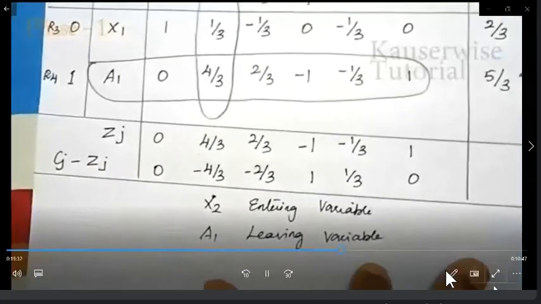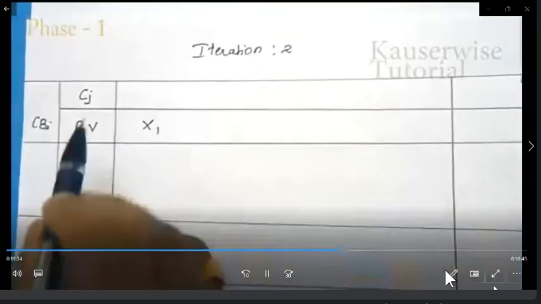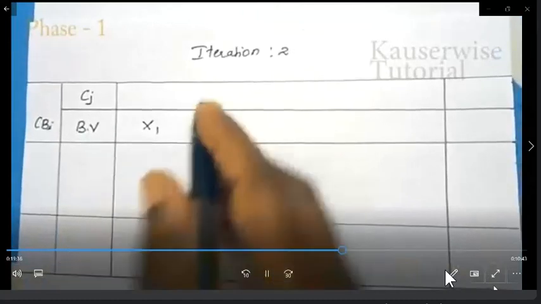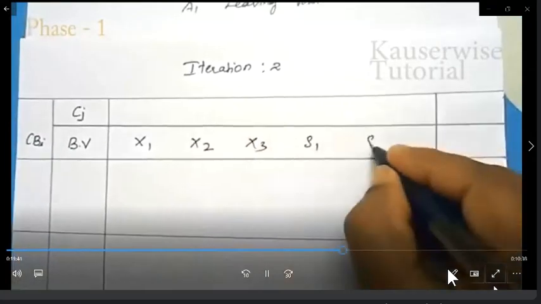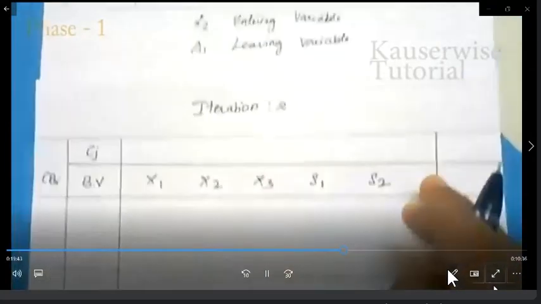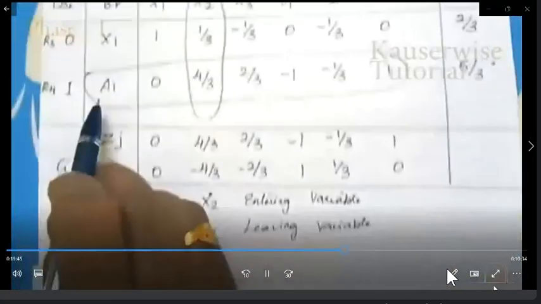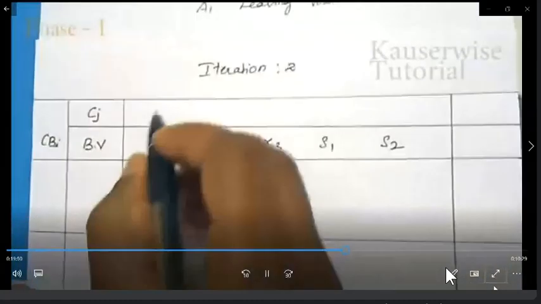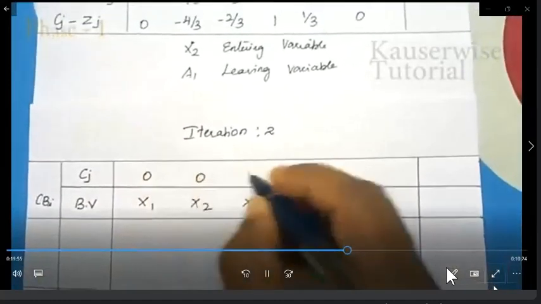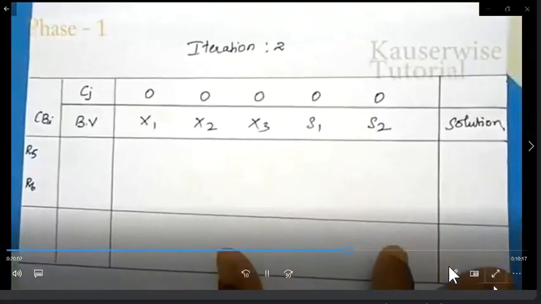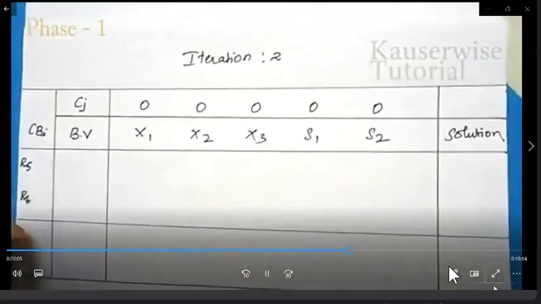Now we can proceed to iteration 2. In iteration 2, the basic variables are x1, x2, x3, s1 and s2. We need not write A1 because A1 is the leaving variable. The coefficients for these basic variables, x1 0, x2 also 0, x3 0, s1 0 and s2 also 0. In the second iteration, we need to find the new values for row 5 and row 6.